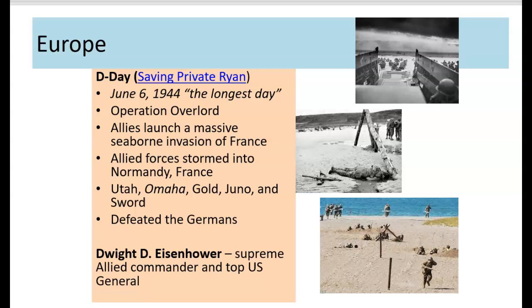They defeated the Germans, and a gentleman by the name of Dwight D. Eisenhower, who ended up becoming a U.S. president, was the supreme Allied commander and top U.S. general at the time of this invasion.